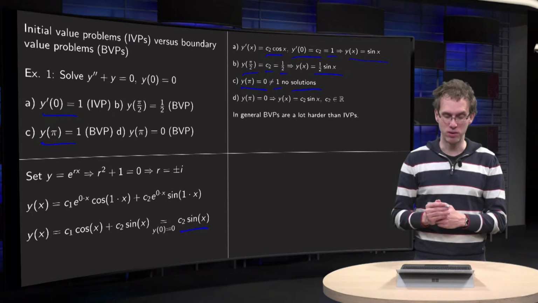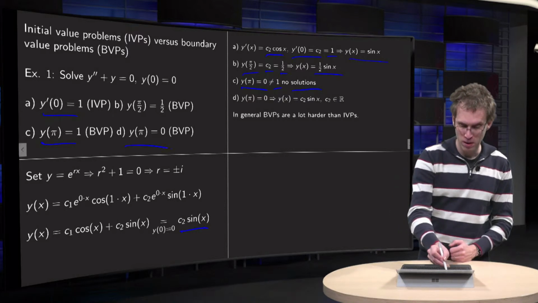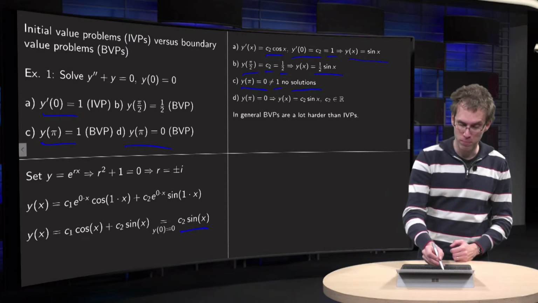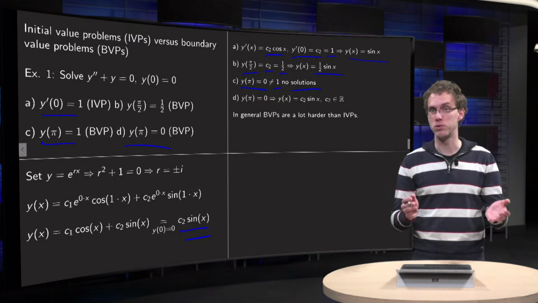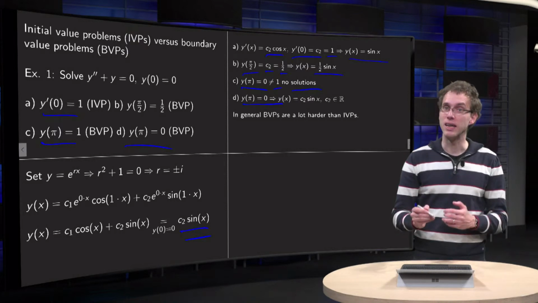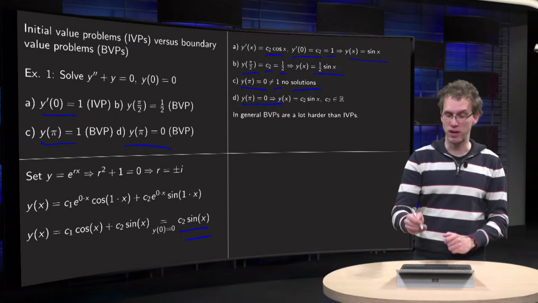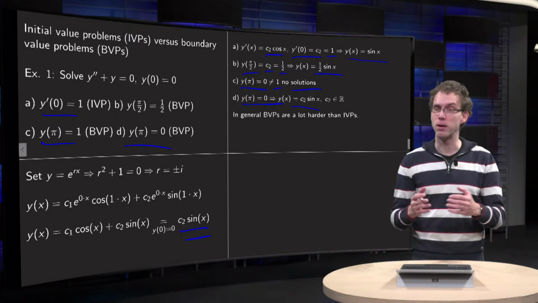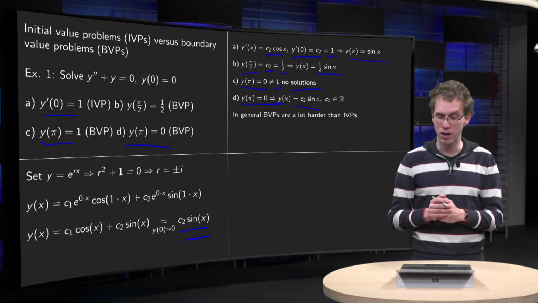And then if we continue with the fourth one, y of pi equals 0. Well, if we plug in x equals pi in our solution, we get c2 times 0 equals 0. So that's always true. So in that case, c2 is not specified. y of x equals c2 times the sine of x, where c2 is a free parameter. c2 can be any value in R.